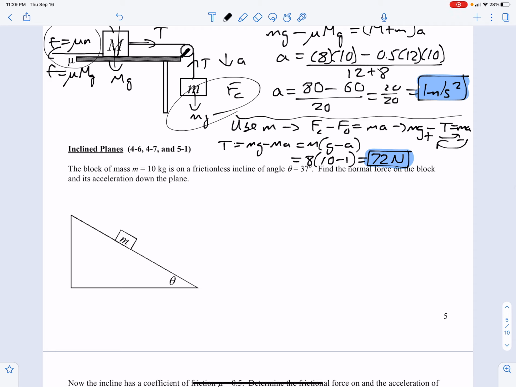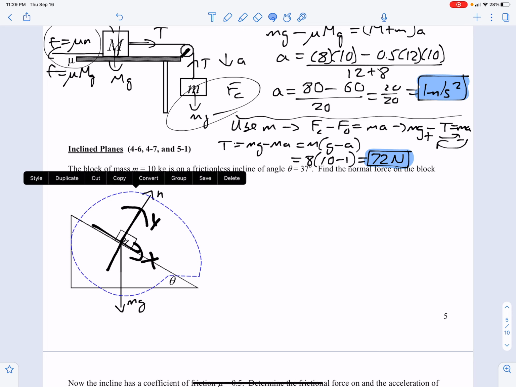Now, with inclined planes, one thing that you want to set up all the time and make it consistent is you're going to have mg going straight down. You're going to have normal force going perpendicular out of the plane. And what we're going to do is take our normal y and x axes and shift the direction so that the y-axis goes perpendicular to the plane and the x-axis goes parallel to the plane.